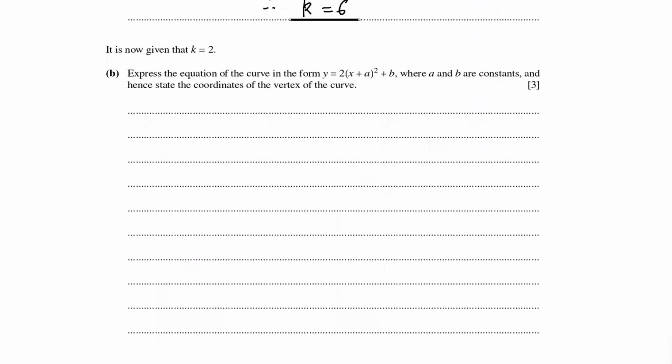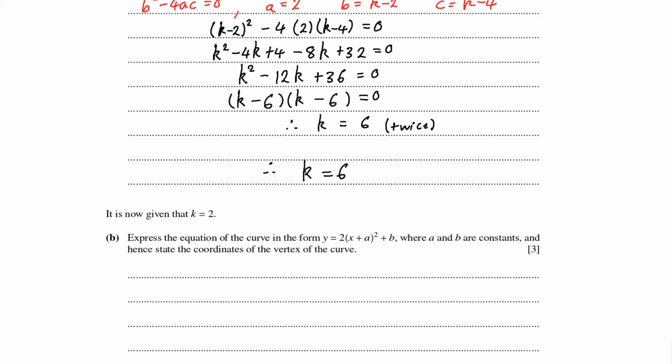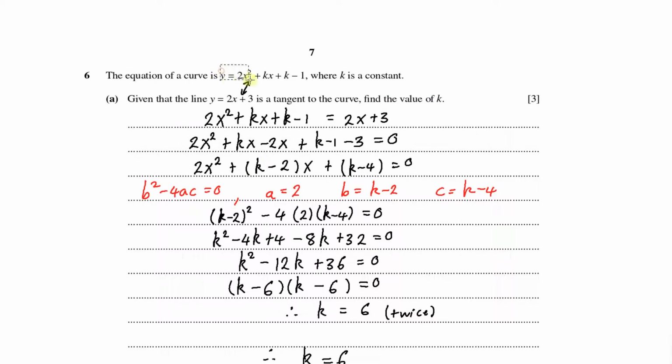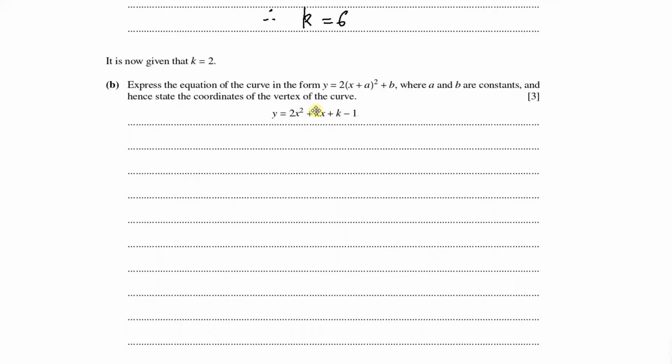It says, it is now given that k is equal to 2. So on B, express the equation of the curve in the form y is equal to 2 of x plus a squared plus b, where a and b are constants, and hence state the coordinates of the vertex of the curve. So right here, I'll take the equation of the curve, which we have in the question. That's y is equal to 2x squared plus kx plus k minus 1. And since k is equal to 2, that will be y is equal to 2x squared plus 2x plus 2 minus 1, which will just be 1. So this is the equation of the curve if k is equal to 2.